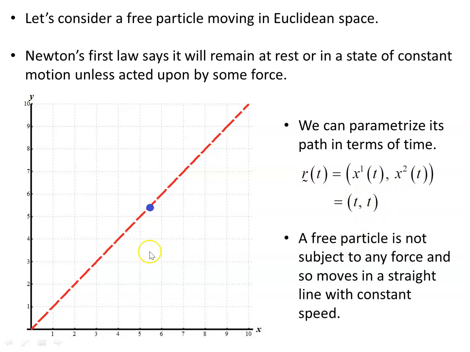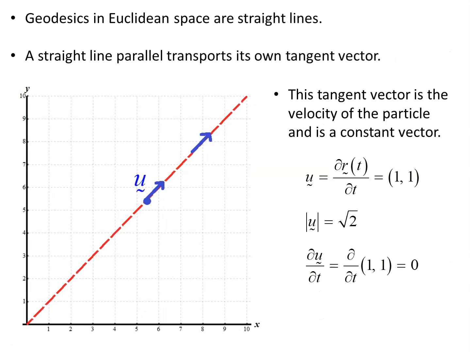And so here's a suitable position vector for the path that it follows. Now, a free particle is not subject to any force, and so it moves in a straight line with constant speed or remains at rest. Okay, now geodesics in Euclidean space are straight lines. We've seen that in the previous video, when we used the Euler-Lagrange equations to show that was the case. The interesting thing about a straight line is that it parallel transports its own tangent vector. So the tangent to a straight line is parallel transported along that straight line. It's held constant in direction and in magnitude.